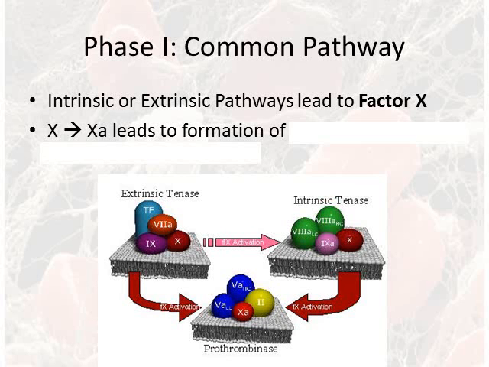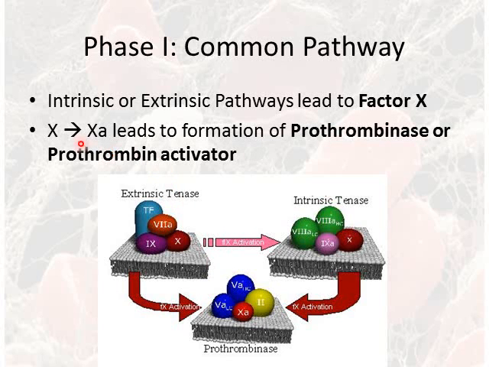Okay, so then after we form factor 10 through either the intrinsic or extrinsic pathway, factor 10 is going to become activated and become factor 10A, which leads to the formation of prothrombinase, also known as prothrombin activator. So that's the goal of phase one, to make prothrombinase or prothrombin activator.